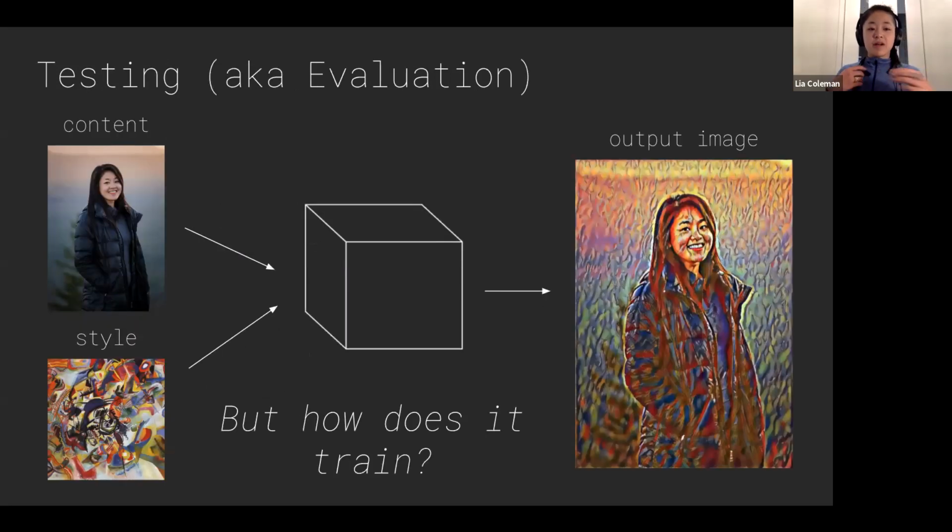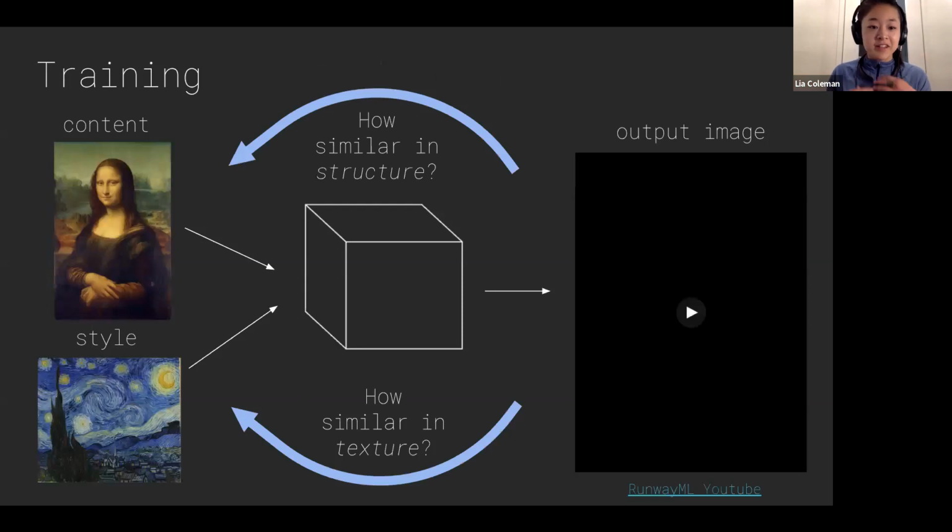Yeah, so that process where you give it two inputs of a content image and a style image, and you say, hey, produce an output image, at this point, when you're going through it in Runway, is called testing or evaluation, because the model has already been trained. But I'm going to go into a little bit of detail of how it works under the hood when you're training a style transfer model.